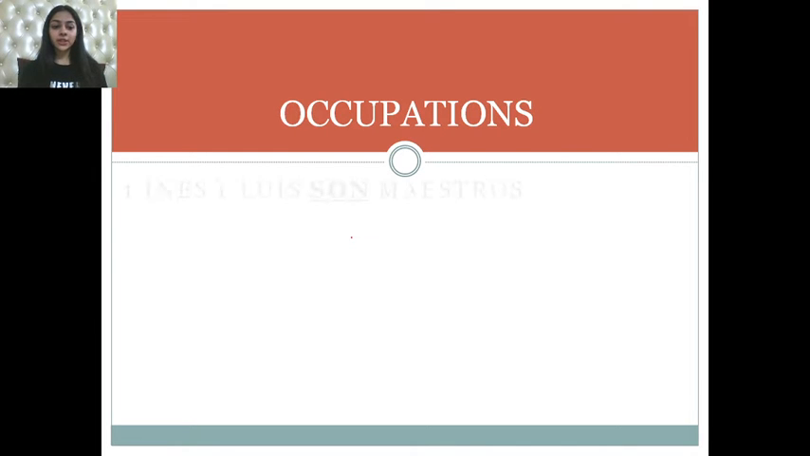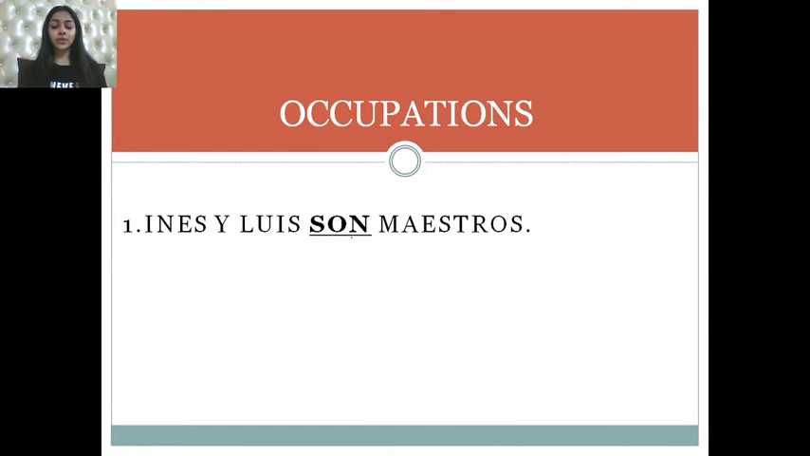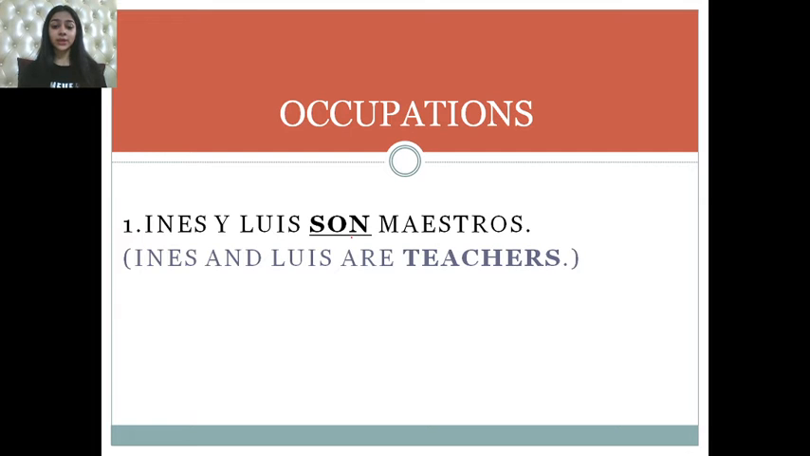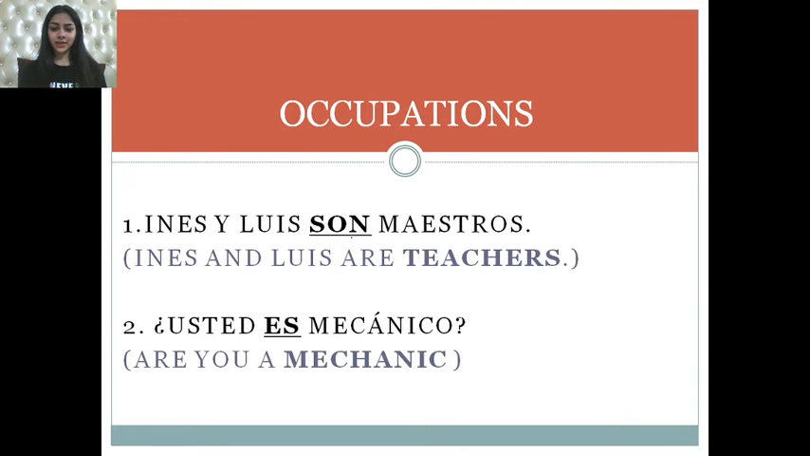Now we have occupations. So Inés y Luis son maestros. Inés and Luis are teachers. Usted es mecánico. Are you a mechanic? Again, talking about occupations. Therefore, instead of is, are, and am, we always tend to use verb ser.